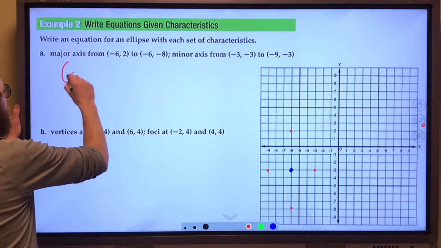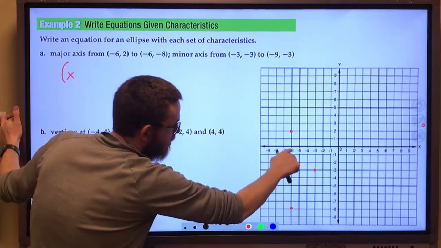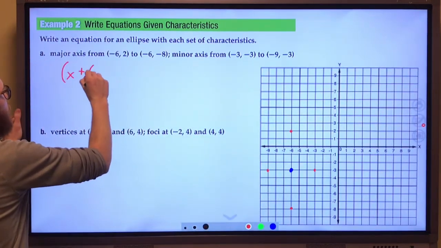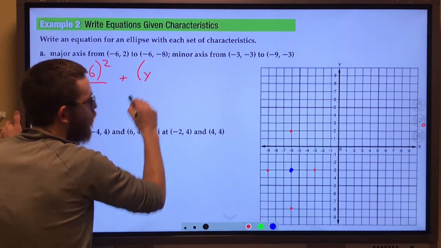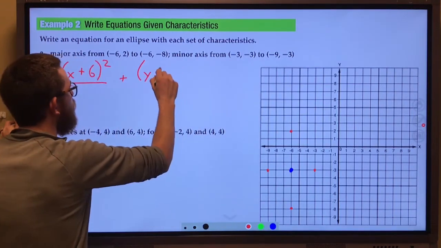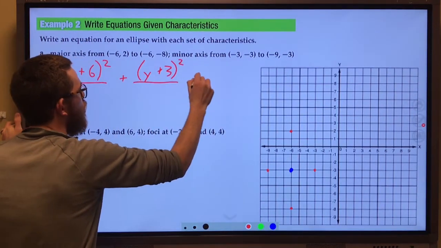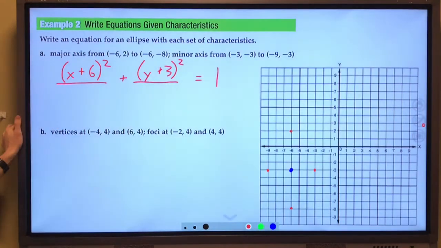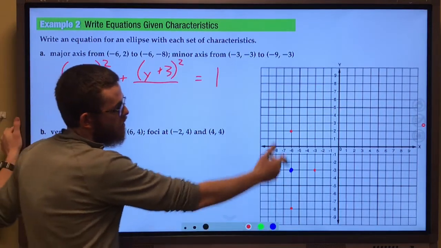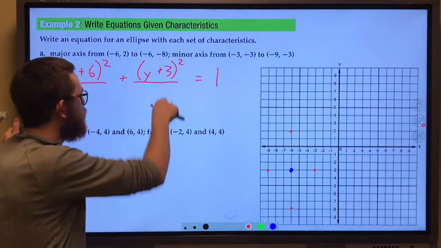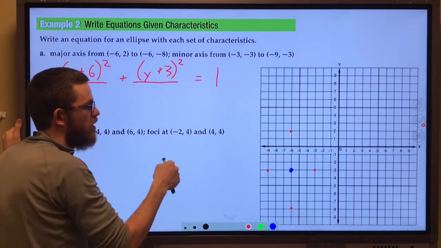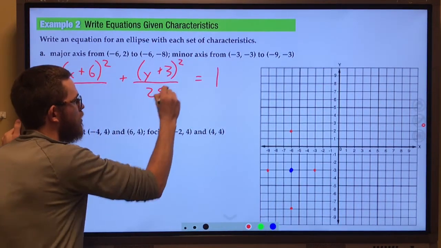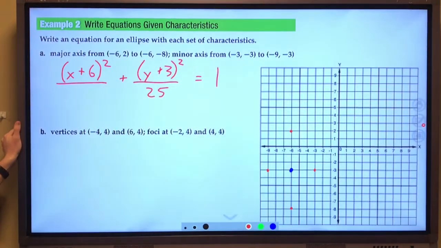So we can really put these things together pretty quick. We know that it's going to be x minus the x coordinate, so that would be x plus 6, the x coordinate of the center, plus y plus 3 squared. All this is going to equal 1, so now I just need to think, what is my a value, what is my b value? I know the a value is affecting the y coordinate, so it's going to go right here. And that's 1, 2, 3, 4, 5. The a value is 5, so 5 squared gives me 25. I put that in the denominator.